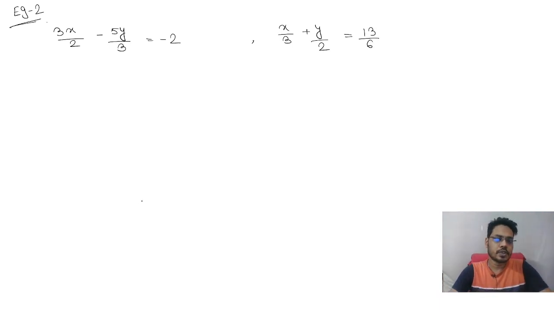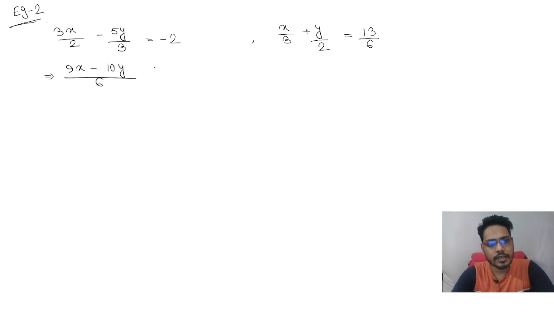You have to do this. So first we can write this as, if you calculate, 6 will be the LCM. 3 3s are 9, so 9x minus 5 2s are 10, 10y by 6 is equal to minus 2. So from here 9x minus 10y will be equal to minus 12. That is equation number 1.